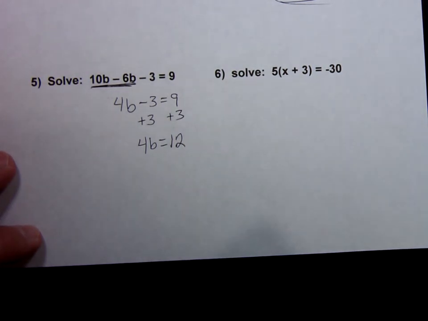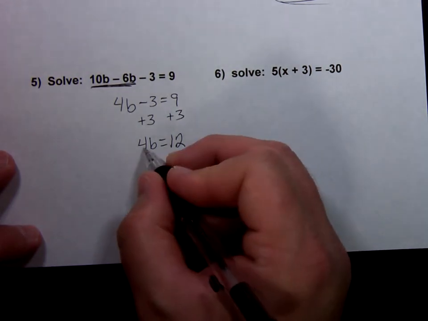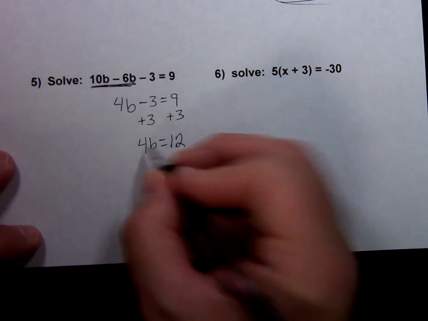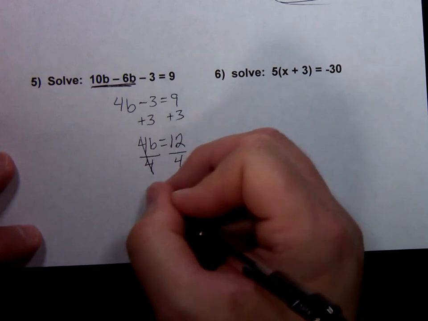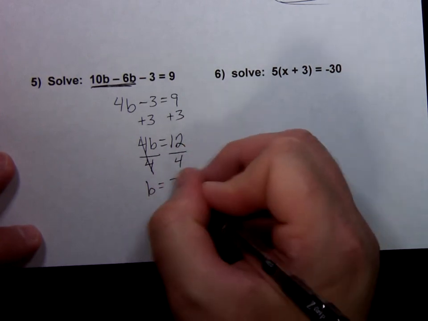And b is still not by itself. To get b by itself, we've got to get rid of the 4. b is being multiplied by 4, so we'll do the opposite operation and divide by 4. 12 divided by 4 is 3.